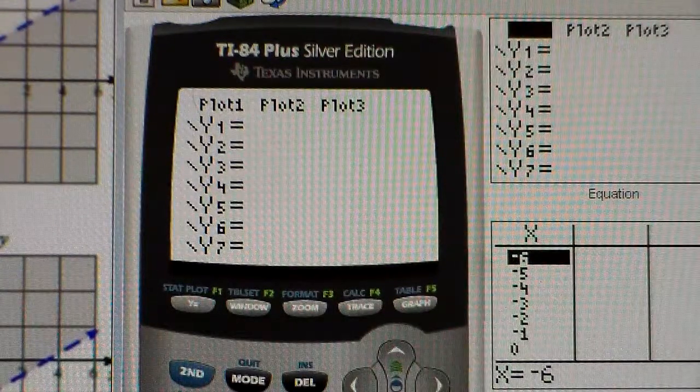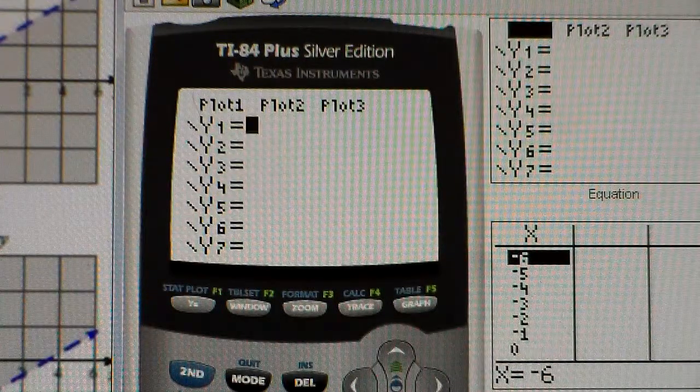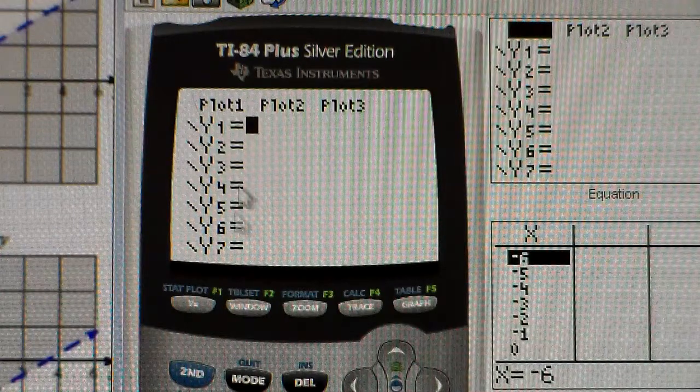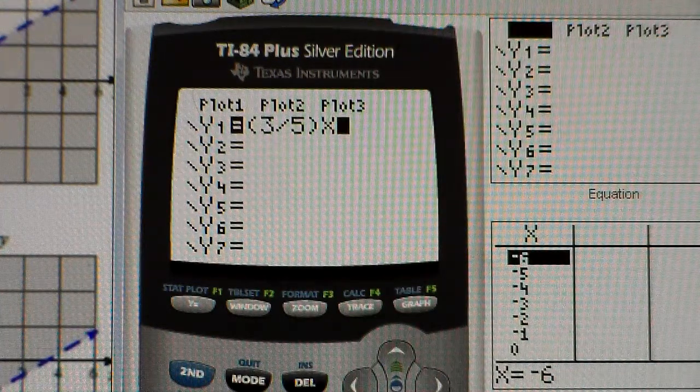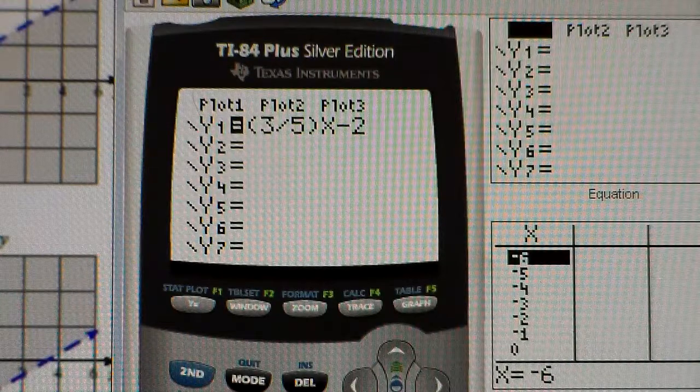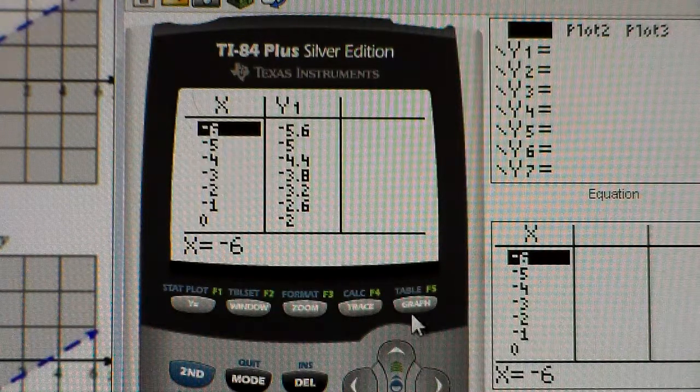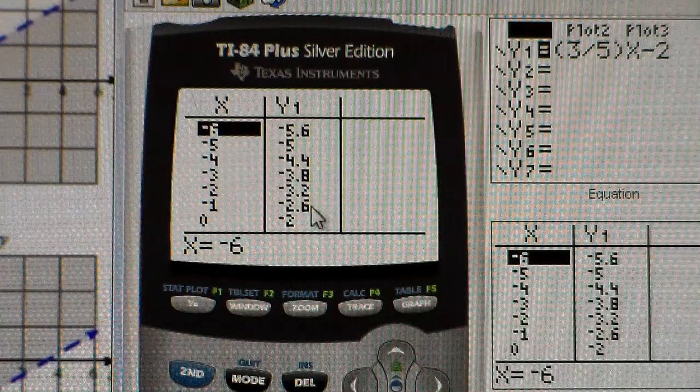We're going to type in our equation. Since y is less than, we're going to do parentheses 3 divided by 5, close parentheses. Hit the X button, and then minus 2. So we type that right into our graphing calculator. Then we're going to hit second table, and we're going to get our table there.